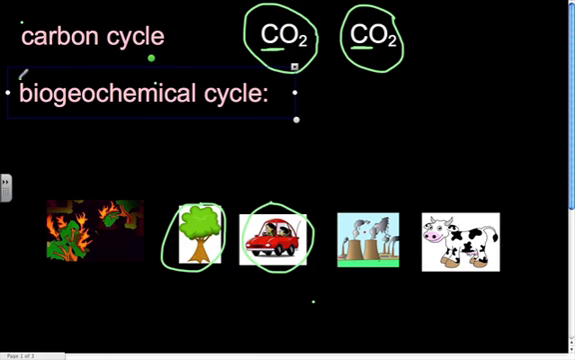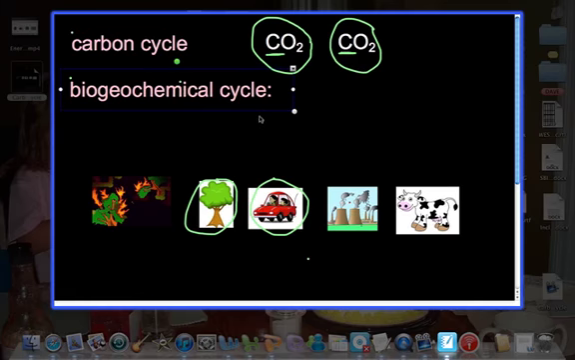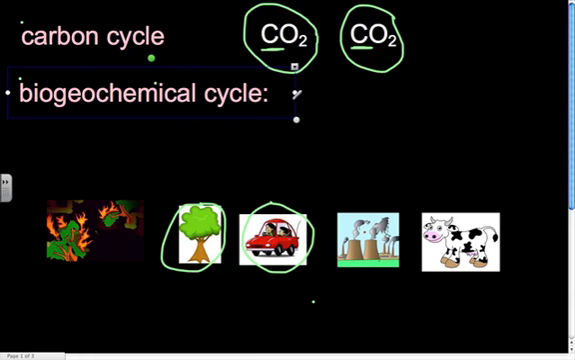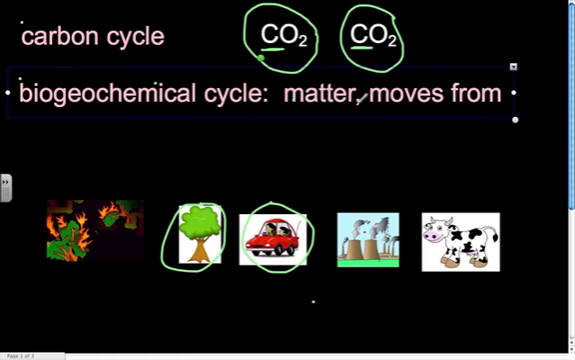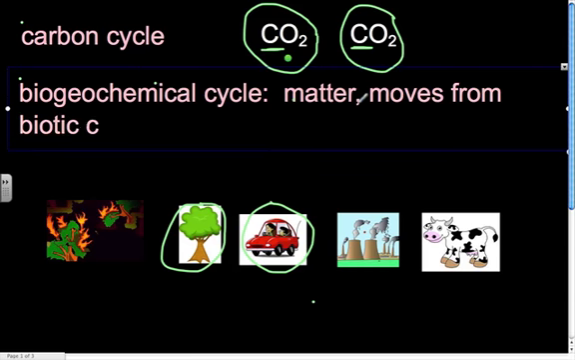And when we talk about the biogeochemical cycle, as we indicated before, it's just the cycling of matter. And as we learned earlier in the course, matter is anything that has mass and volume. So it's just stuff that takes up space. Well, that matter moves from living components, which we know as biotic components, to abiotic, which are the non-living components within an ecosystem.